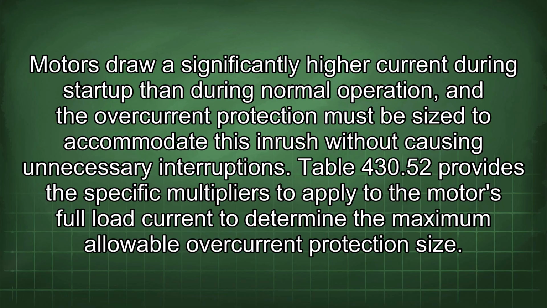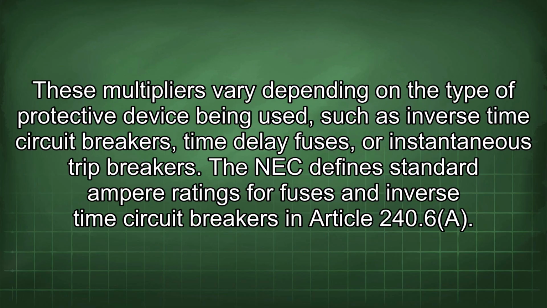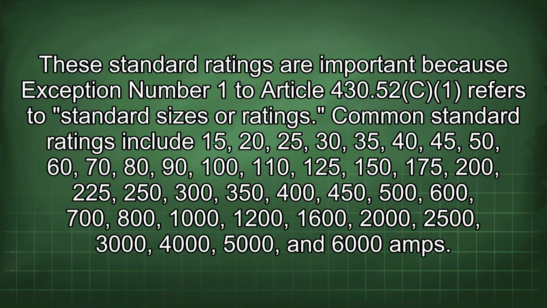Table 430.52 provides the specific multipliers to apply to the motor's full load current to determine the maximum allowable overcurrent protection size. These multipliers vary depending on the type of protective device being used, such as inverse time circuit breakers, time delay fuses, or instantaneous trip breakers. The NEC defines standard ampere ratings for fuses and inverse time circuit breakers in Article 240.6(A). These standard ratings are important because exception number 1 to Article 430.52 refers to standard sizes or ratings.